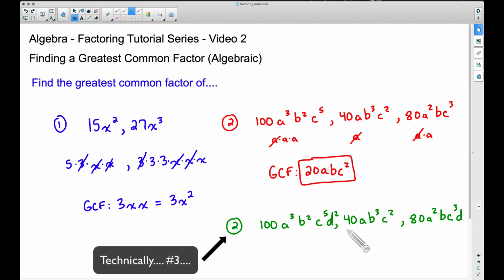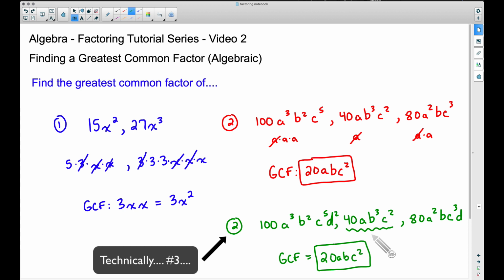And the reason why is that this term here does not have a D, so they don't have a D in common. We have to have it in common with all of our terms. And in this case, since this middle term here does not have a D in it, we cannot use a D in our GCF. Therefore, our GCF is still going to be the same thing, 20ab squared, just like I mentioned above. You have to bear this in mind. They have to all have it in common for you to call it a common factor.